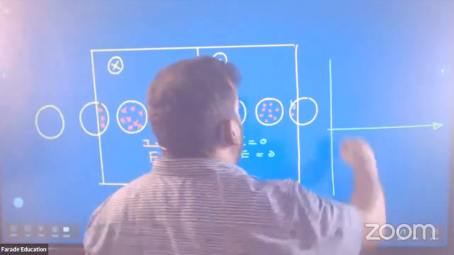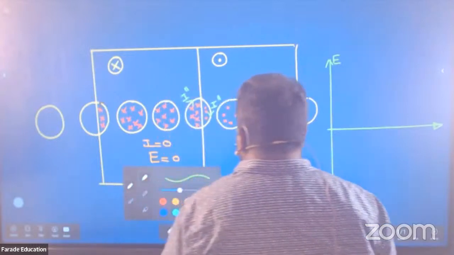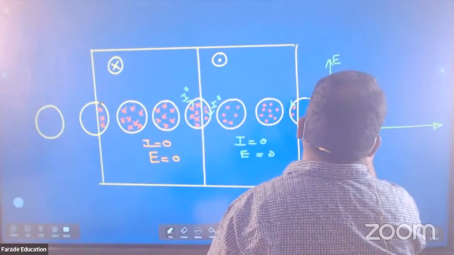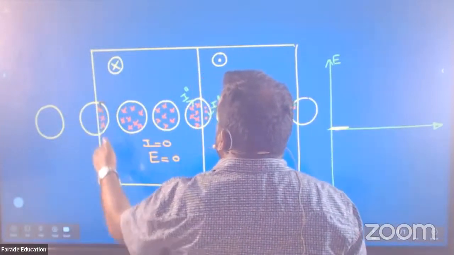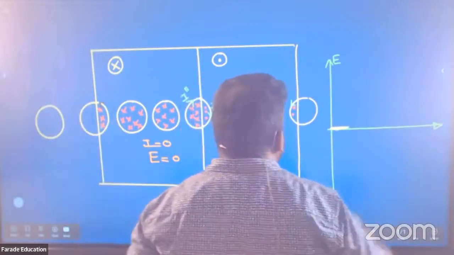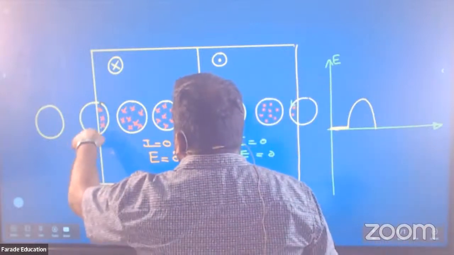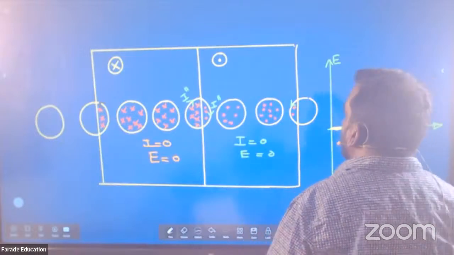So if you take how the induced EMF varies with time, look carefully. As long as it's outside, no EMF. Little by little it enters. Number of crosses increase, then reduce. Anti-clockwise current. Again, current is 0.